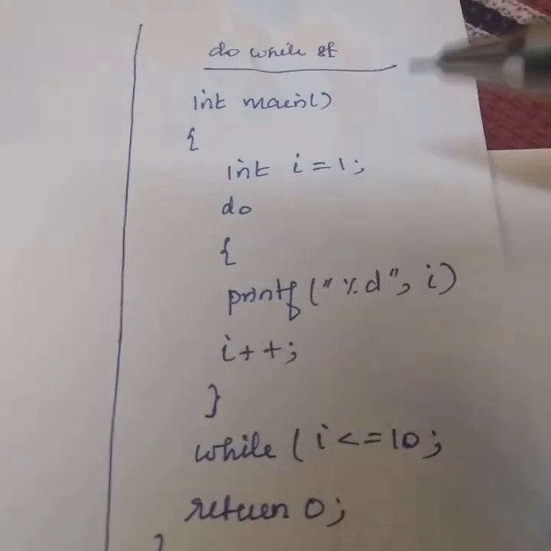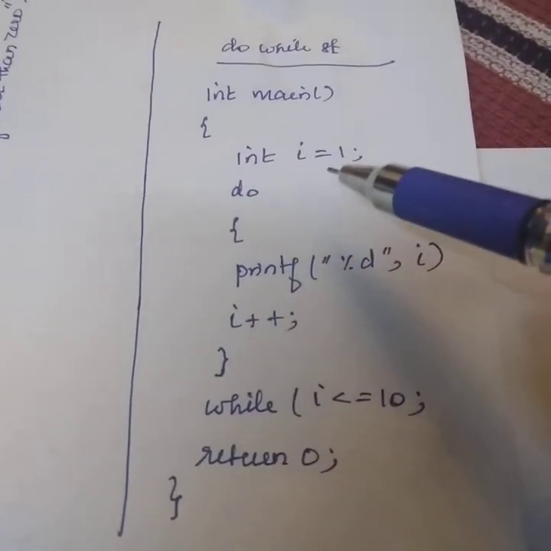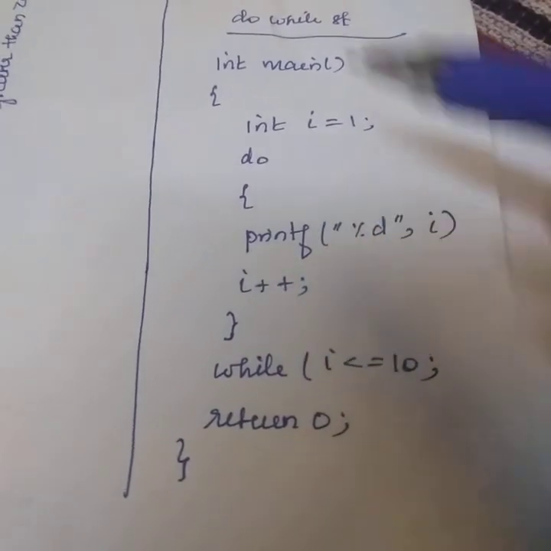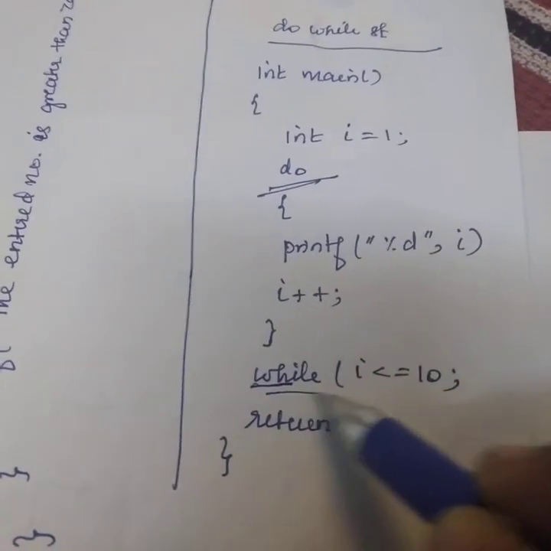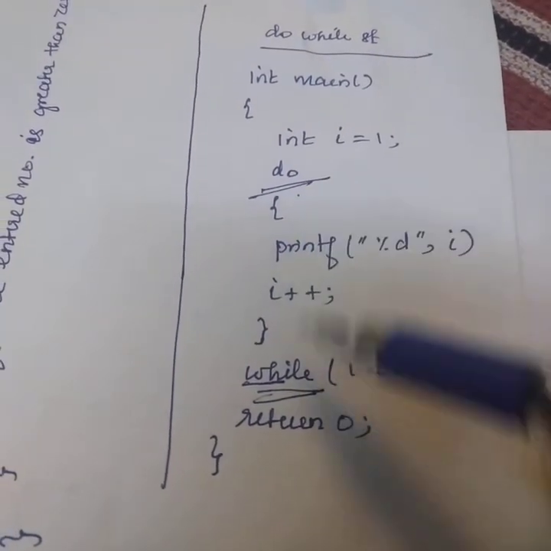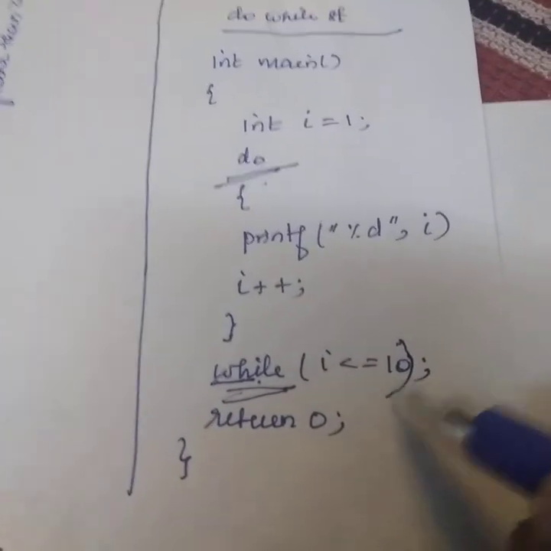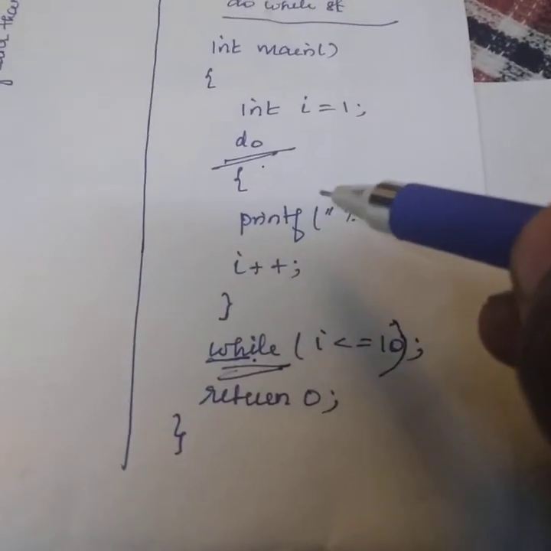This is an example for the do while statement. It's a simple program. Int main, int i equal to 1. We are initializing i equal to 1. Do, see the syntax, do while, then the condition. So this is a post test loop.